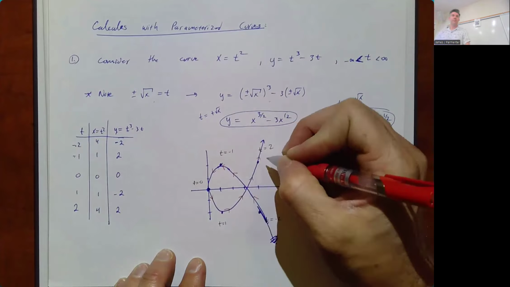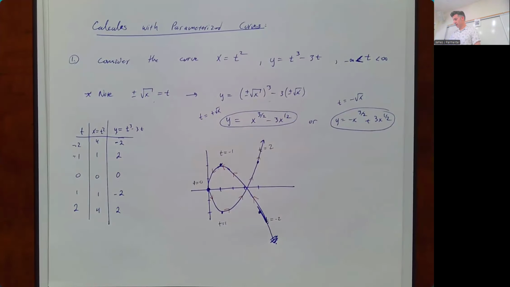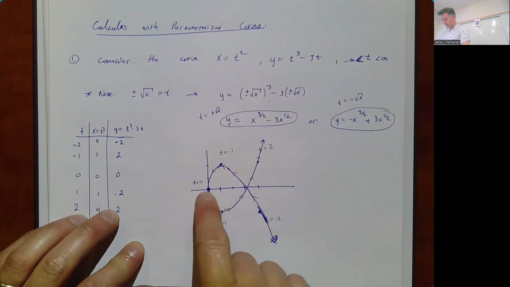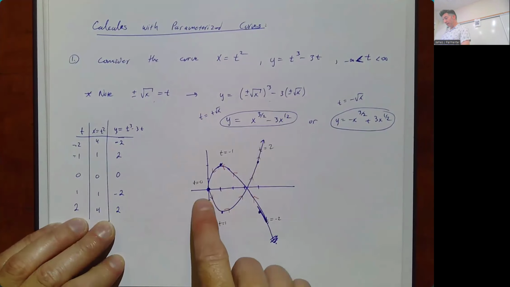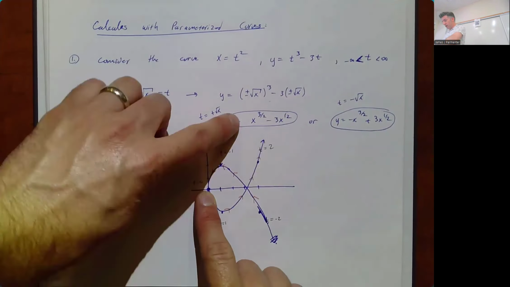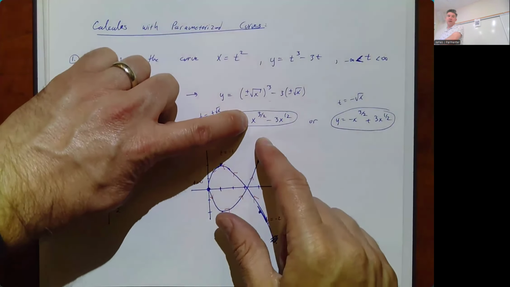Like that. And so you can see here, when time is positive, we're getting this portion of the parametric curve. So I guess that's what y equal to x to the 3/2 minus 3x to the 1/2 would look like.